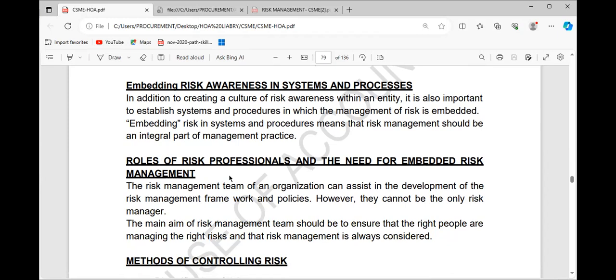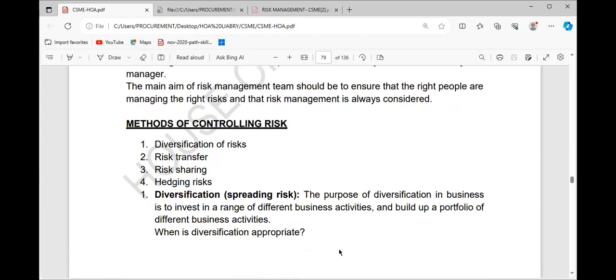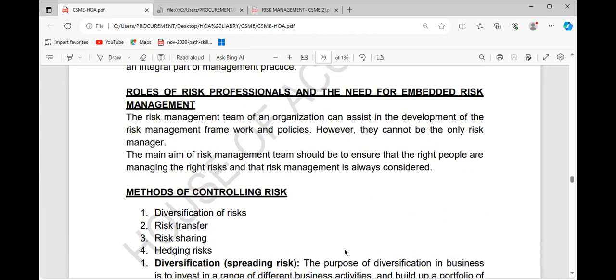The risk management team of an organization can assist in development of the risk management framework and policy. However, they cannot be only risk managers. The main aim of the management team should be to ensure that the right people are managing the right risk, and that risk management is always considered. This is where we are going now. We are moving closer to where we are going.